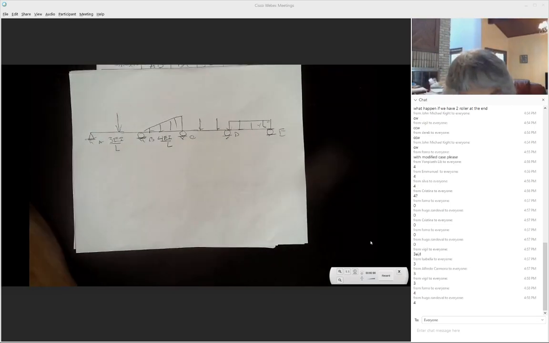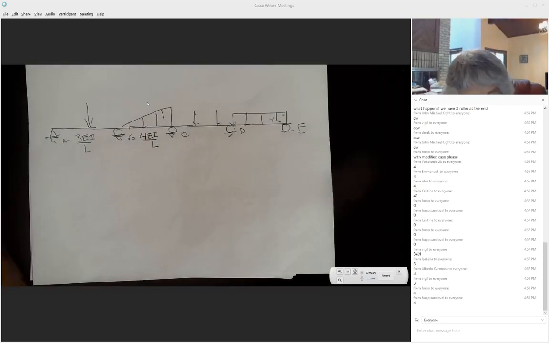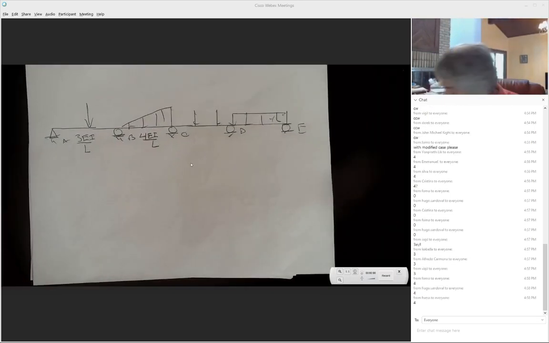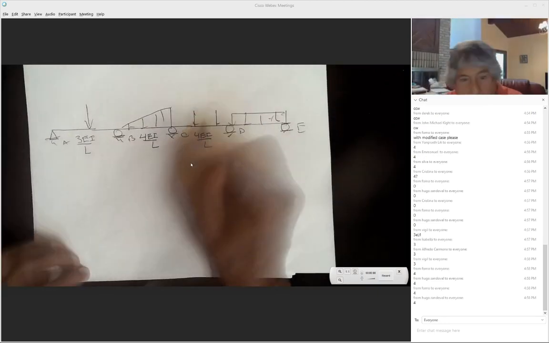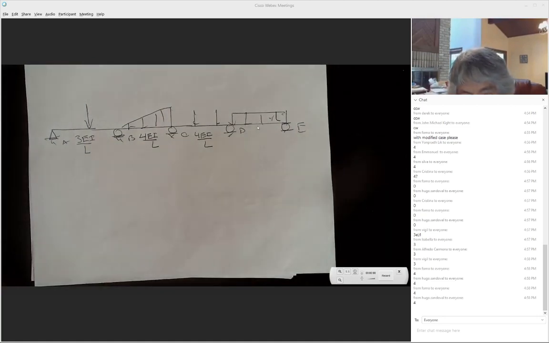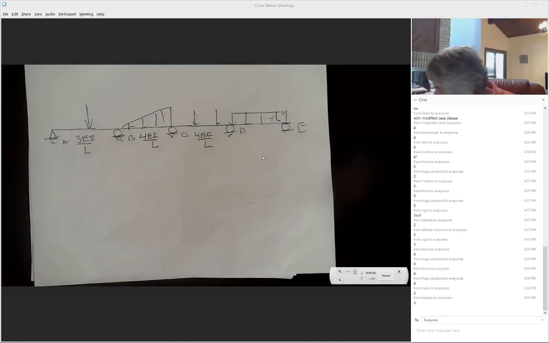What about the next one? What do I need to use in here? 4 or 3? 4. What about this one? What do I need to use? 3.